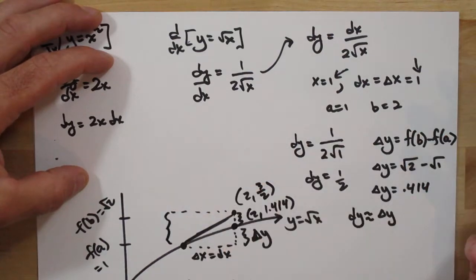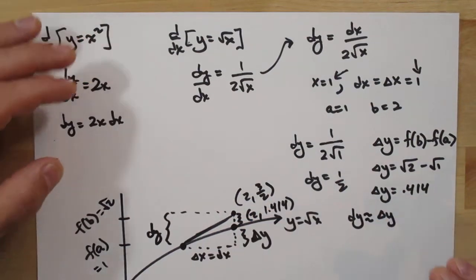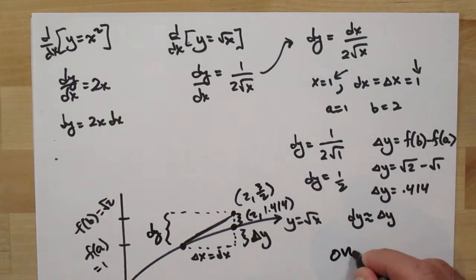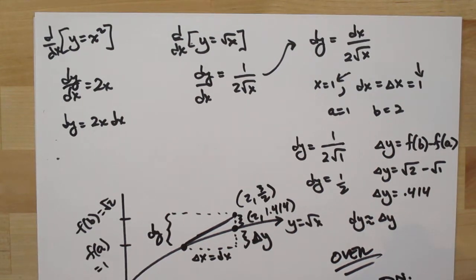This length here is dy, while this length here is delta y. Now, the overestimate or underestimate piece has to do with concavity. It's an overestimate if the function is concave down. It'll be an underestimate if the function is concave up.